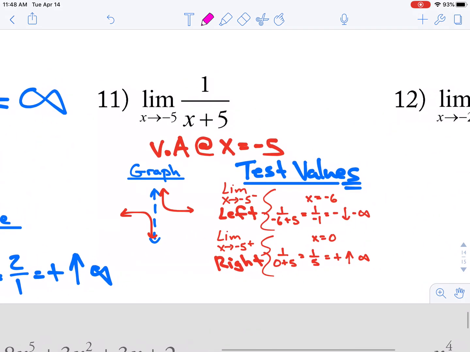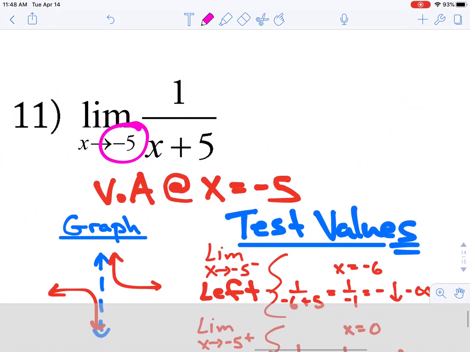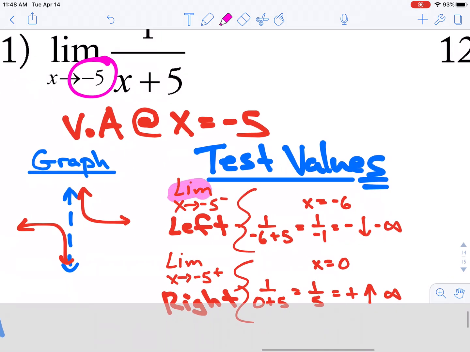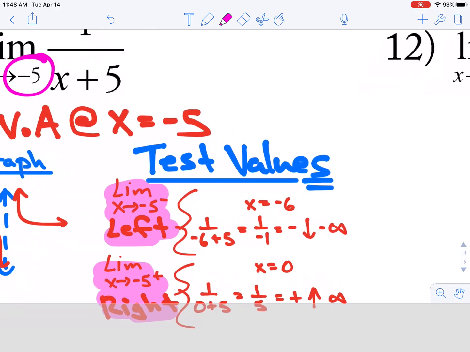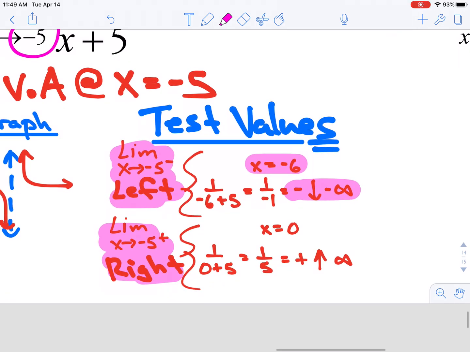Number 11. Again here, so now this one here, it's a two-sided limit. It says as x approaches -5, and it doesn't have a plus or minus in the power form. So therefore, we have to check both sides, which is why here I tested both the left and the right side. So you would test in a value to the left of -5, such as -6. You would get a negative value out, which means it's going down to negative infinity.